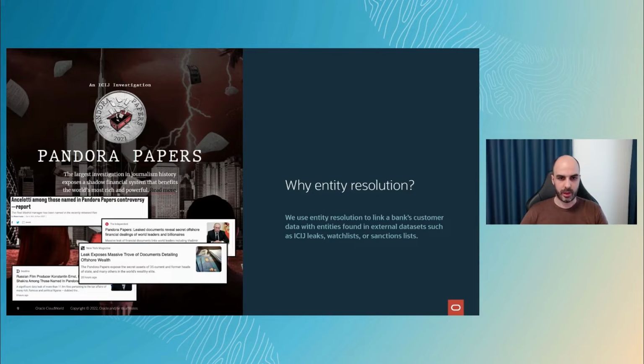The use case here is to use entity resolution to link a bank's internal customer data with those external entities. This doesn't have to be limited to offshore leaks like the Pandora Papers, but can also be sanctions lists, watch lists, all kinds of external data that helps us improve the financial crime investigation process and have a better and holistic understanding of our customers.